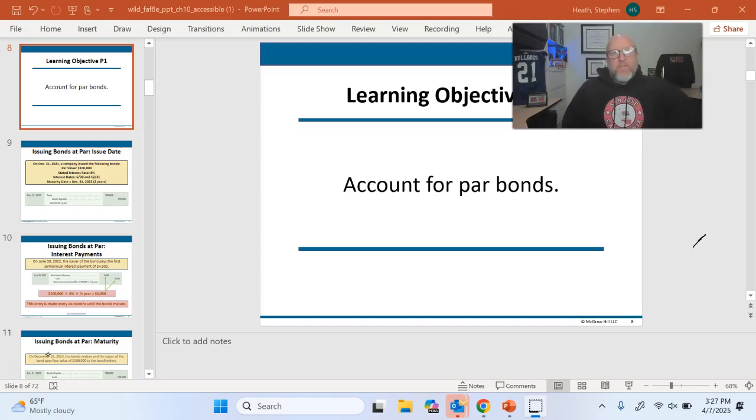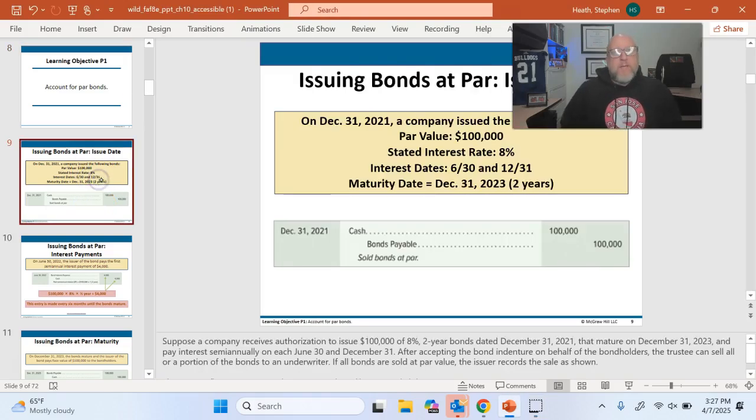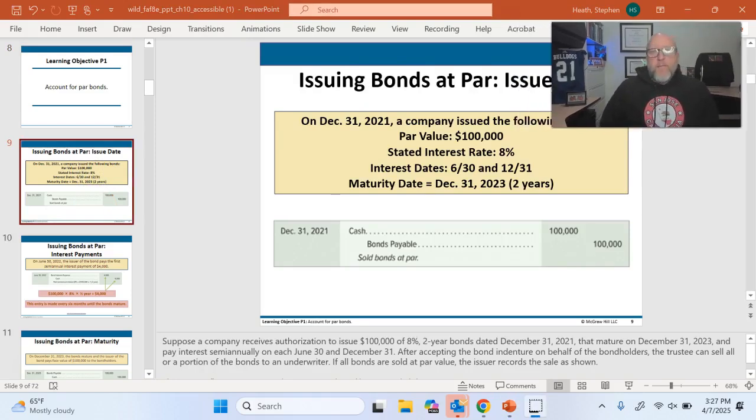Anyway, all right, so accounting for bonds, we're issuing it at par, okay? So let's look at some of the assumptions. In this particular situation, on December 31st, 2021, a company issued the following bonds. The par value of the bond is 100,000. I do not like the way that that says. I would think of it as face value, okay?